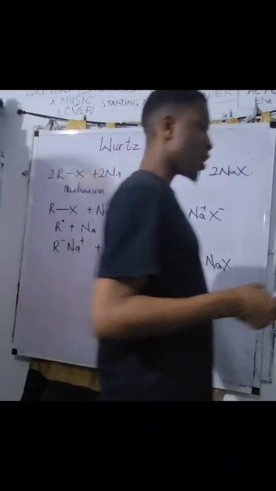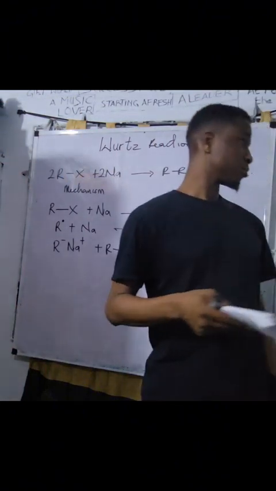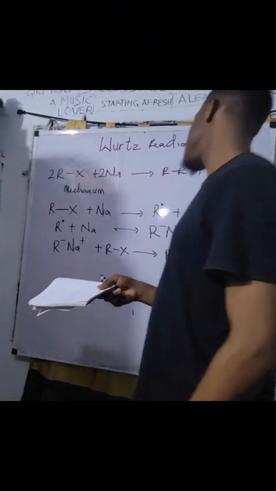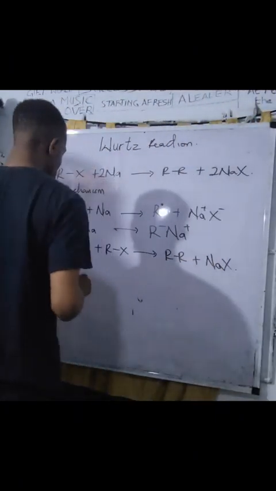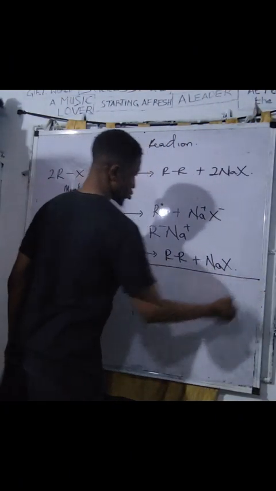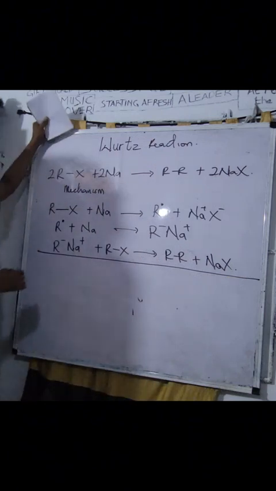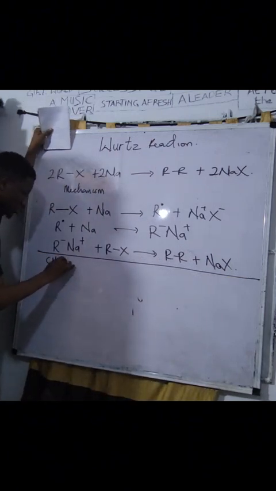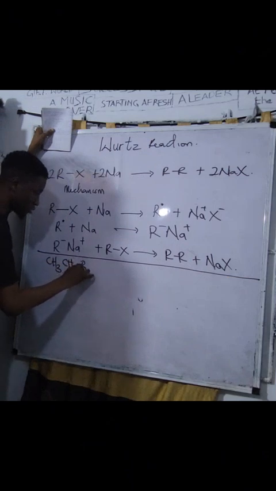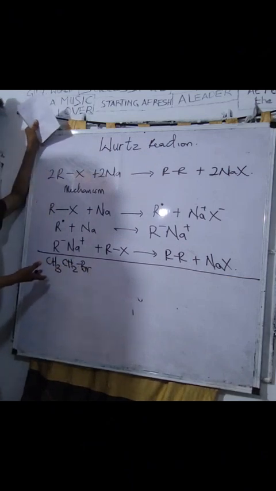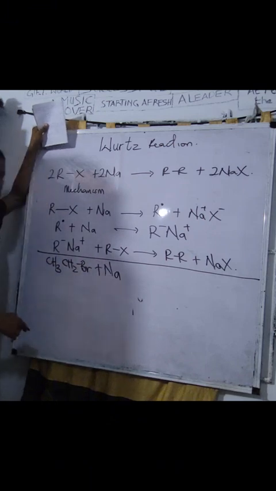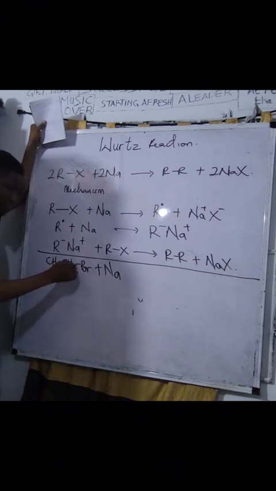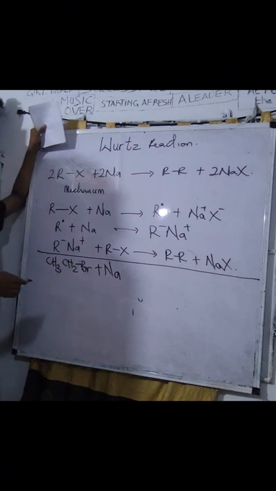So they form higher alkane. Now this is what happens. Let me show us. I'm going to use another reaction so that I will not be looking at RR too much. So let's say we have CH3CH2Br. This is a haloalkane. Now this haloalkane will react with sodium. But the splitting of this bond that occurs here is a homolytic splitting.